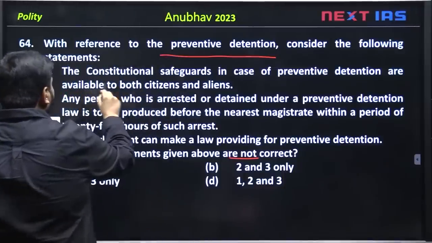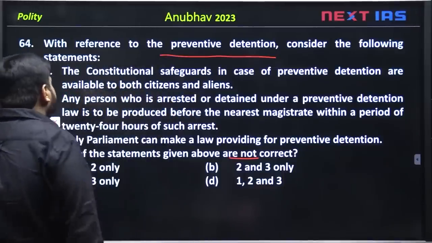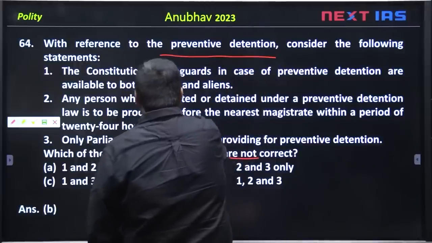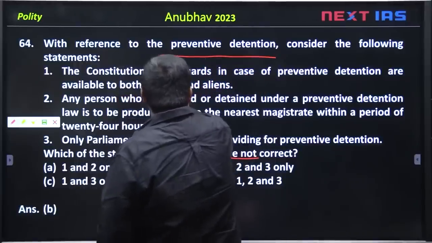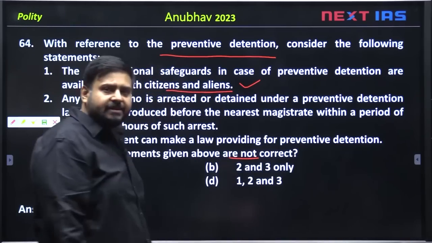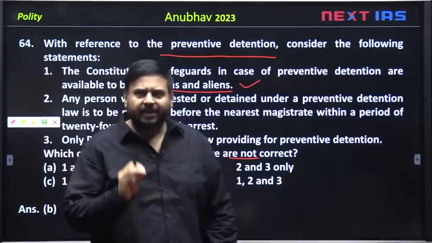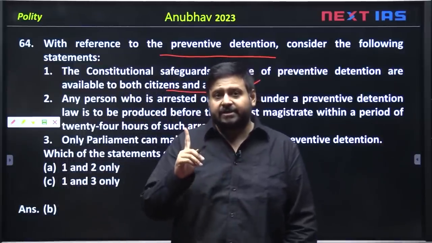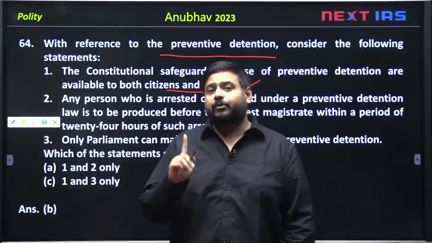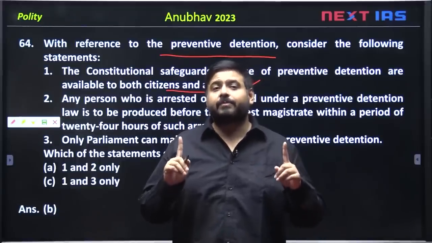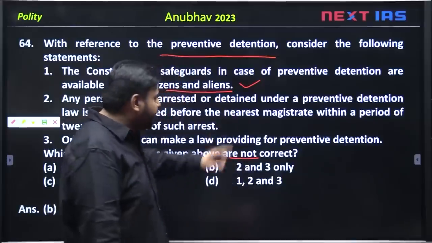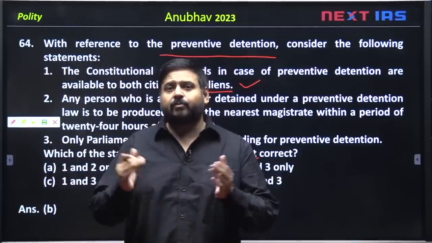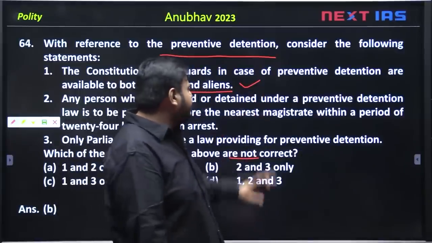So the first statement, the constitutional safeguards in case of preventive detention are available to both citizens and aliens. This portion where they say that it is available to both aliens and citizens, it is correct. Now, Article 22 clearly provides that the punitive detention rights are available to citizens and not available to enemy aliens, but the rights for preventive detention are available for all. All means citizens as well as aliens, including both friendly aliens and enemy aliens. It means this statement is correct.